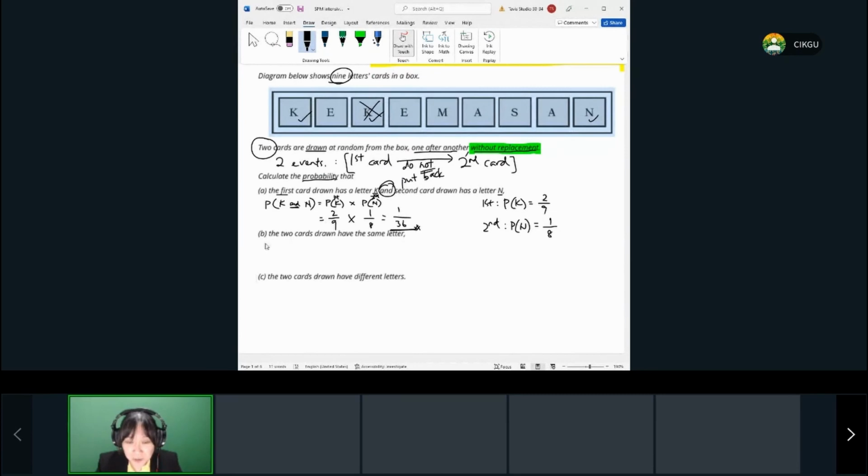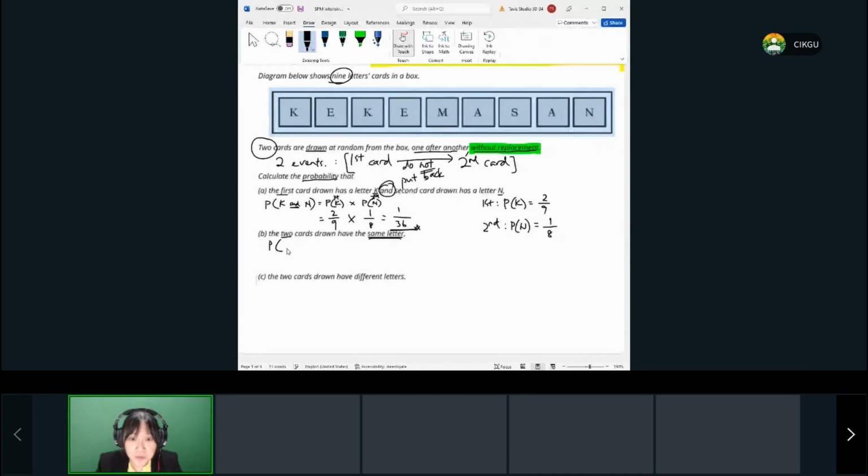Okay, let's try part B. Calculate the probability that the 2 cards drawn have the same letter. Here, logic thinking also, guys. Let's list down all the possibilities. What are the possible cases if you want both to be the same letter?